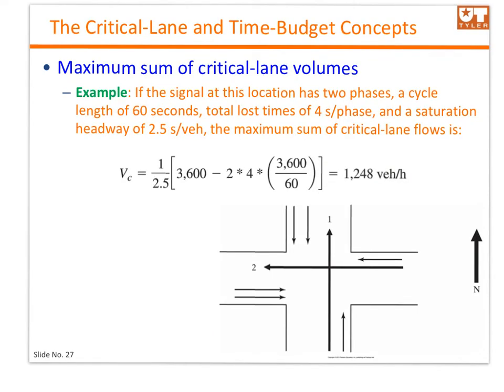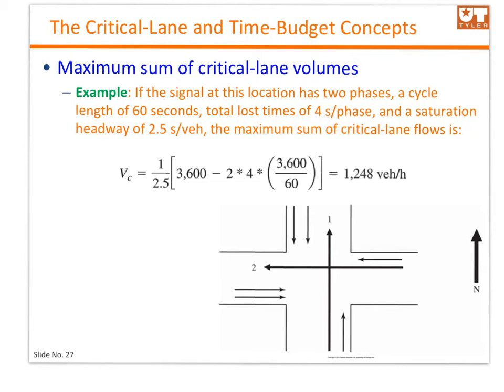Let's have an example here to understand the concept of the maximum sum of critical lane volumes. The signal at this location has 2 phases and the cycle length is 60 seconds. It's also given that the total lost time is 4 seconds per phase, and the saturation headway is 2.5 seconds per vehicle. Find the maximum sum of critical lane flow. All the information is given to us, and we just need to make use of the equation shown in the previous slide.